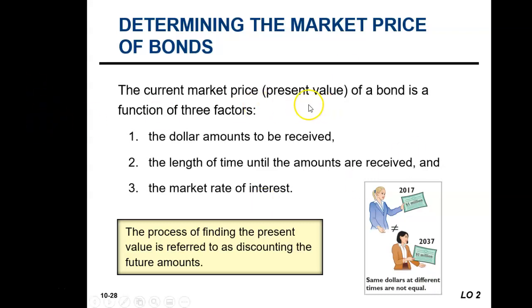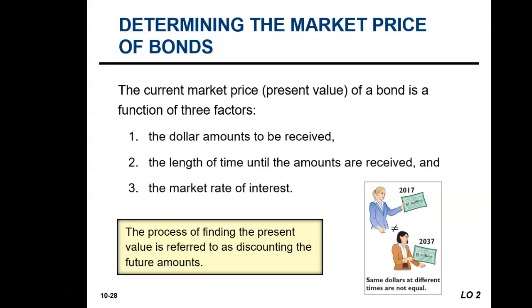So to determine the current market price of a bond, its present value, we look at three factors. The dollar amount to be received, the length of time until the amounts are received, and the market rate of interest. Again, the dollar amount to be received, the length of time until the amounts are received, and the market rate of interest. We're going to look at what's known as the present value of the amounts we receive and how long it would take us to receive these different amounts.